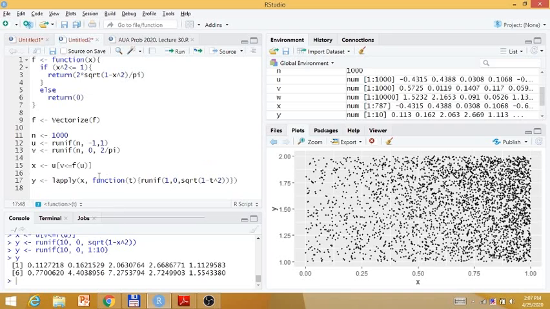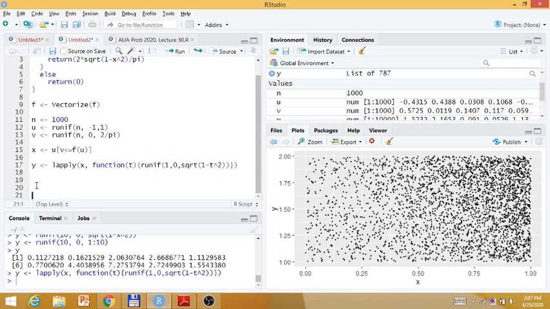This inner function I could write separately. What does this function do? It returns just 1 point from the uniform from 0 to the square root of 1 minus t squared. I'm giving t to that function and it returns a random number from 0 to the square root of 1 minus t squared. I'm applying that to the list x and keeping the result in y. So I'm running this. Okay, now I have x and y.